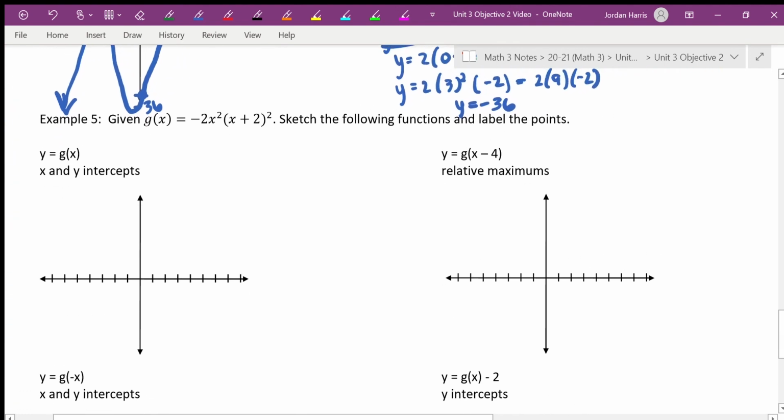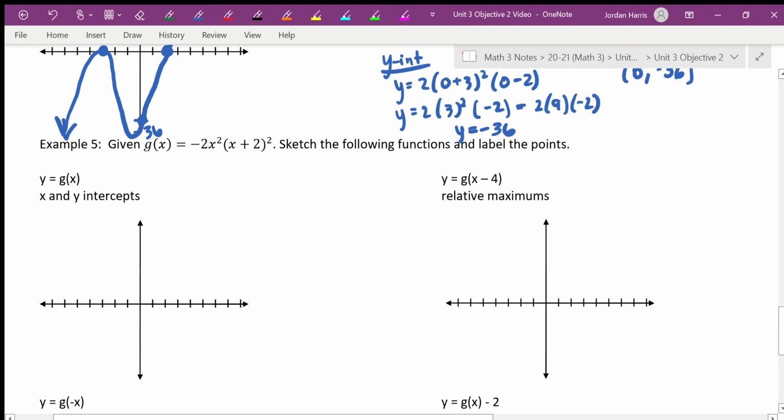It says, given this sketch, okay? So I'm going to change colors just so it's not confusing. So we take the leading coefficient from each thing. So this one ends up as negative 2x to the fourth. Negative 2x squared times x squared is negative 2x to the fourth. It's negative and even, so down, down.